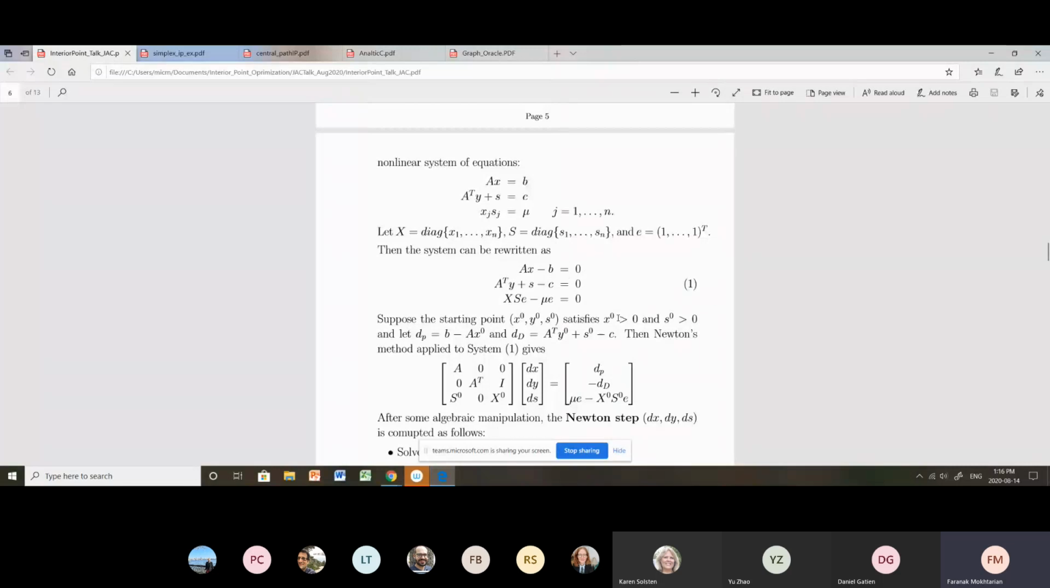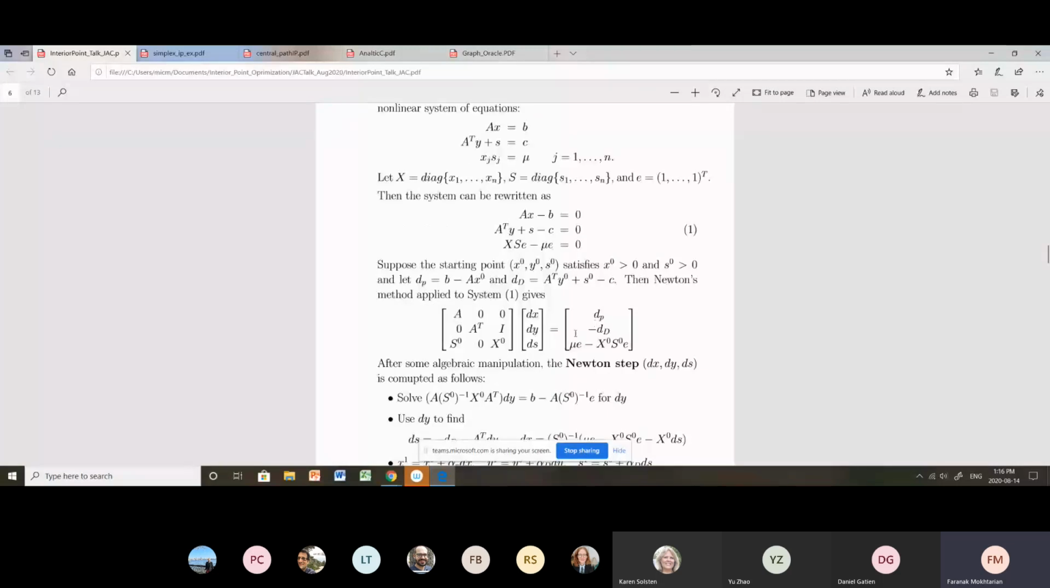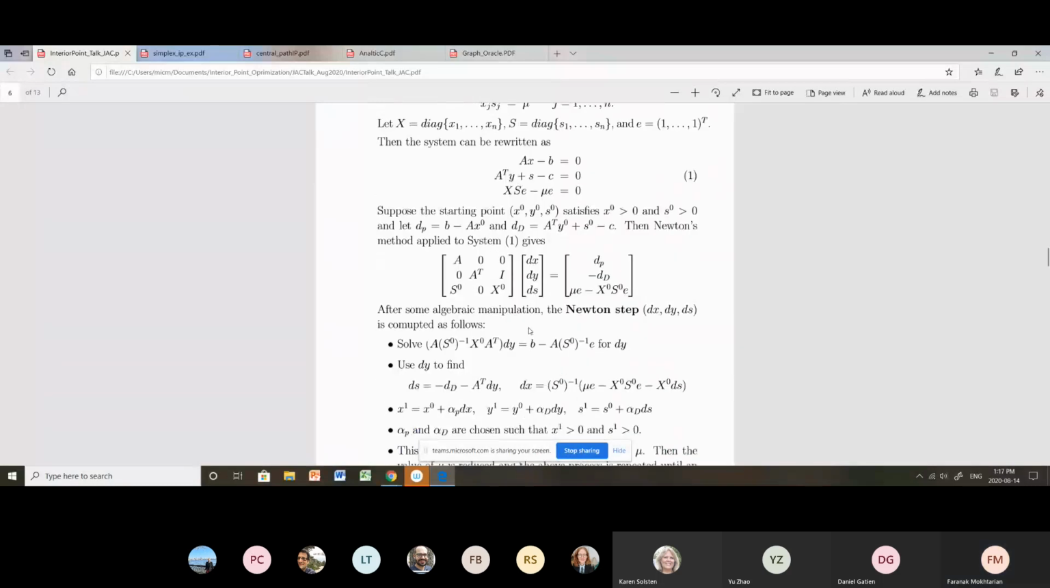But we have a starting point where both x0 and s0 are strictly positive. And this is the Newton system. This is the Newton step. This is the Jacobian of this transformation. And this is the negative of the value of this at the starting point, x0, s0. So b minus Ax0 is represented by dp. And if you put y0, s0 here, the difference is dd. And this is our system.